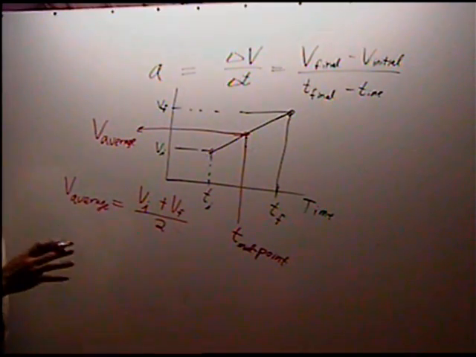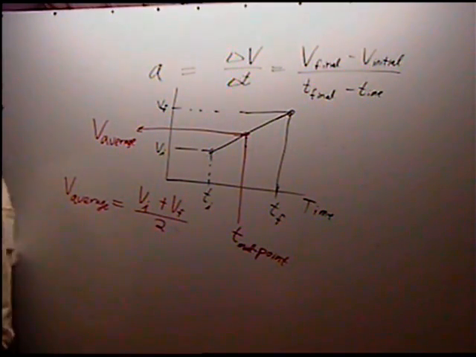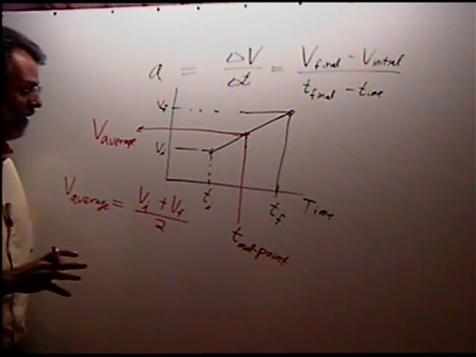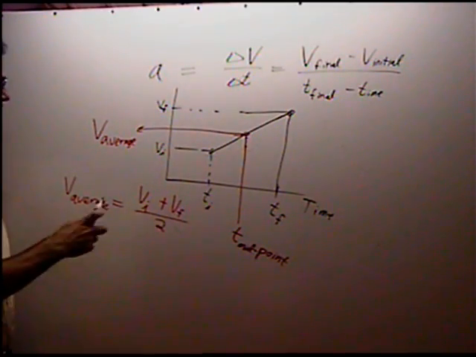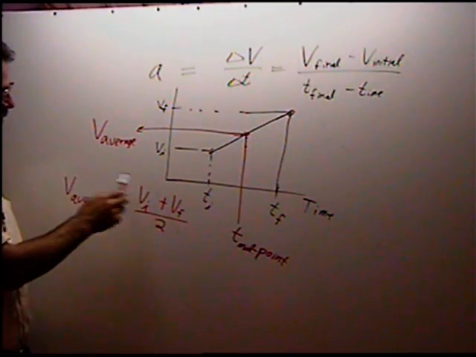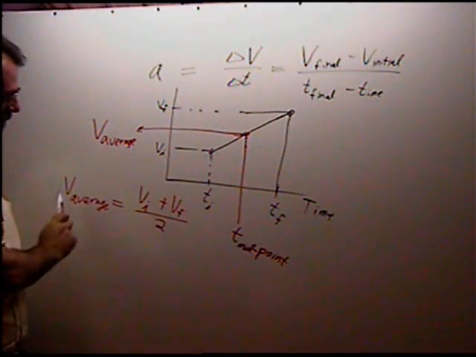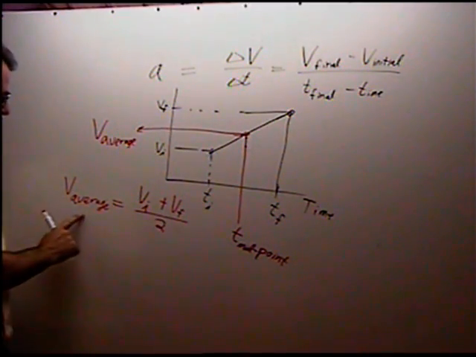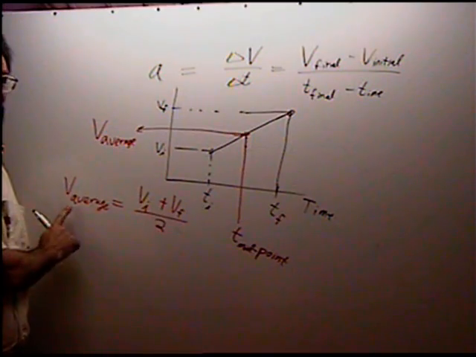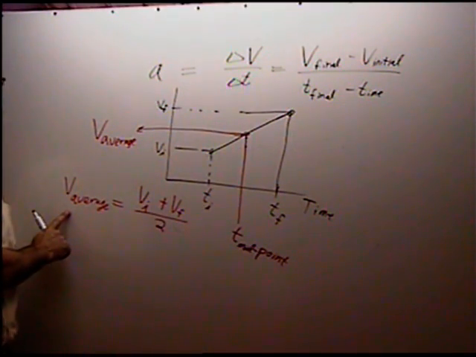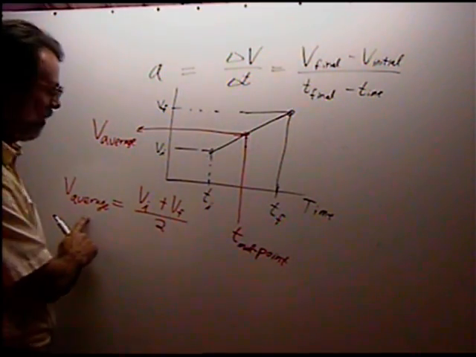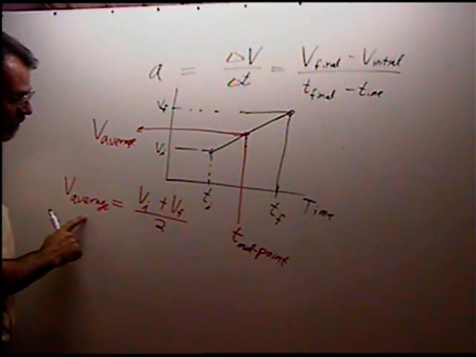Okay? So one of the characteristics of all of these problems that we're going to work in this chapter is that not only can we talk about an initial velocity and a final velocity, but we can also talk about the average velocity. And this is a very key point that we'll come back to over and over again in these problems.